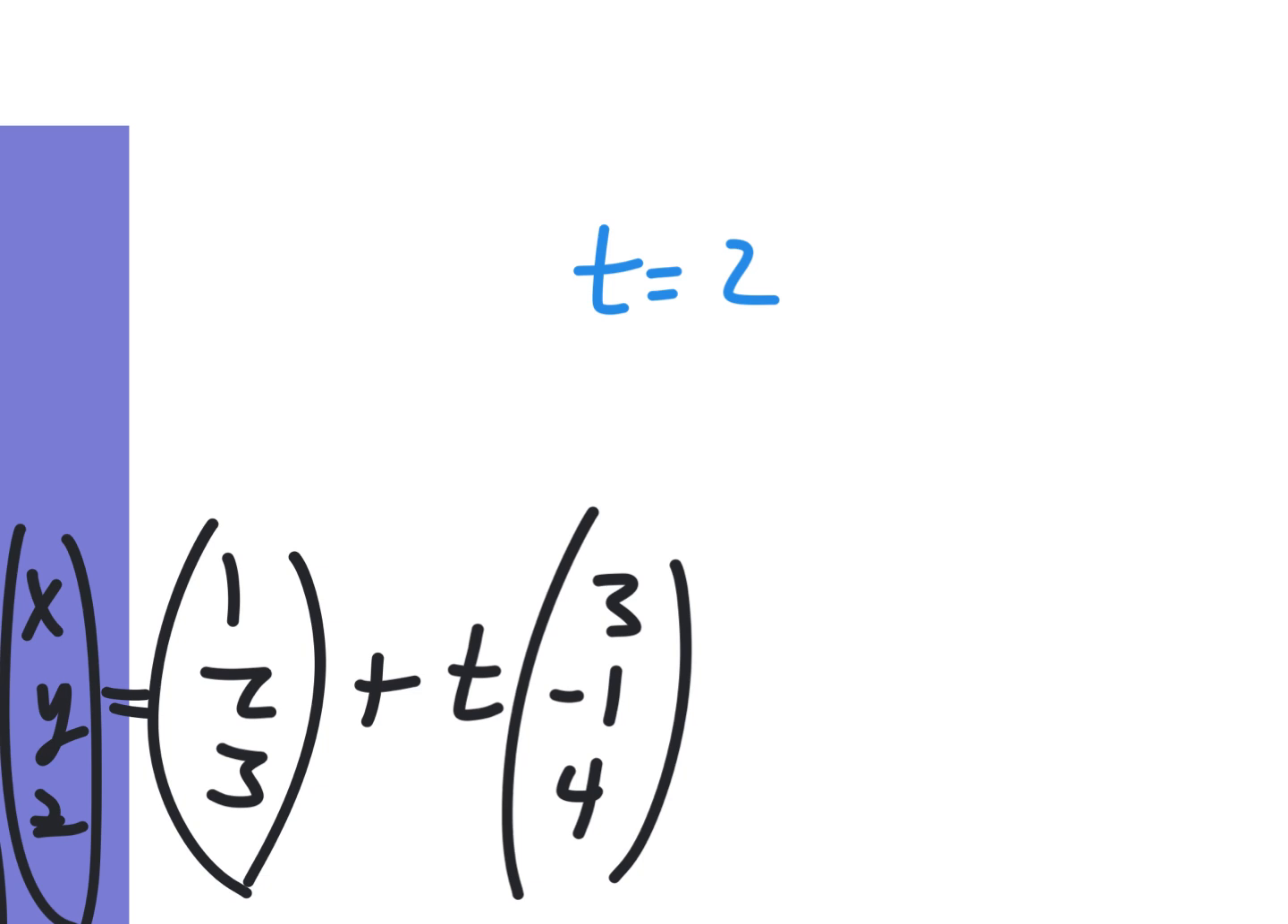If t equals 2 is the key moment, where is it? It's not here. And it's not here. Where is it at t equals 2?